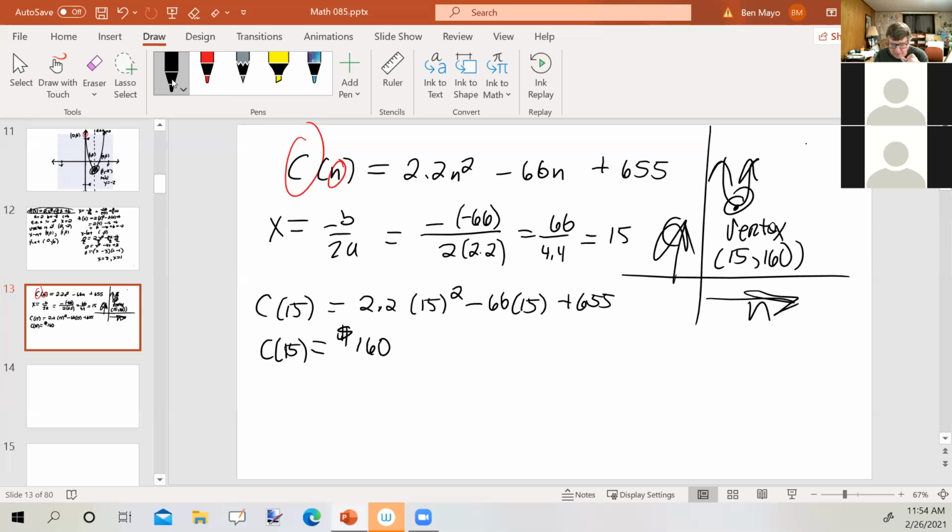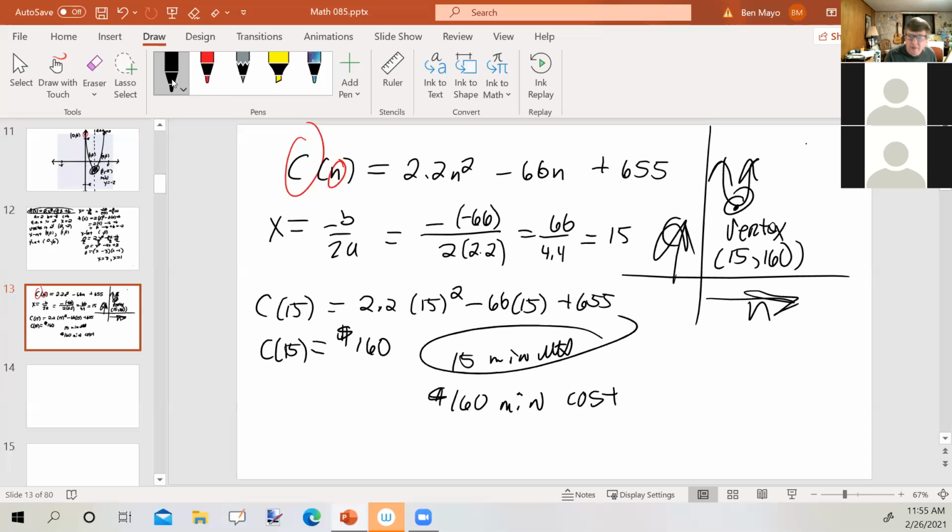Okay. But the input is minutes. So 15 minutes. The output is cost in dollars. So $160 is the minimum cost. So the questions, first of all, for what number of minutes is the cost of running the machine a minimum? That would be 15 minutes. And then what is that minimum cost? $160. Are you okay with this? Yes. Okay.